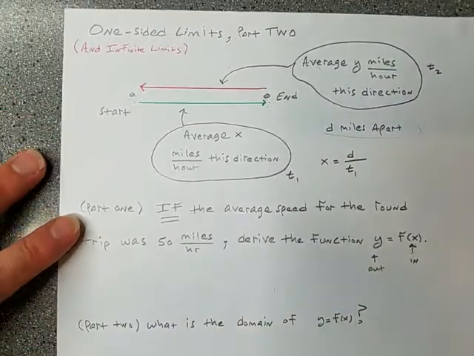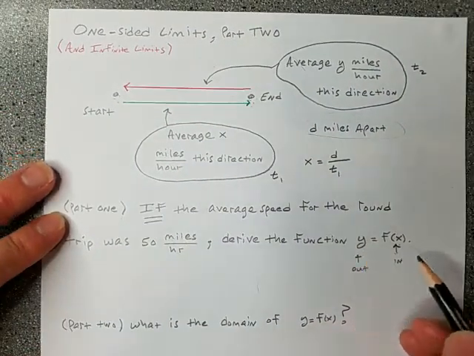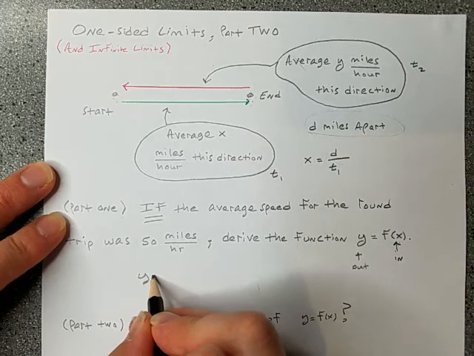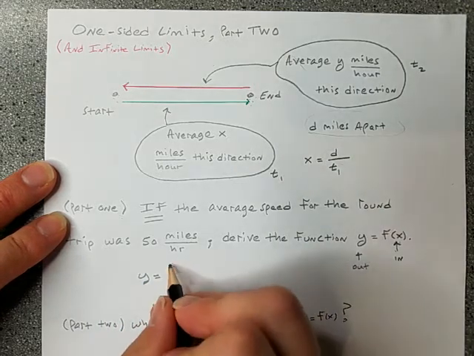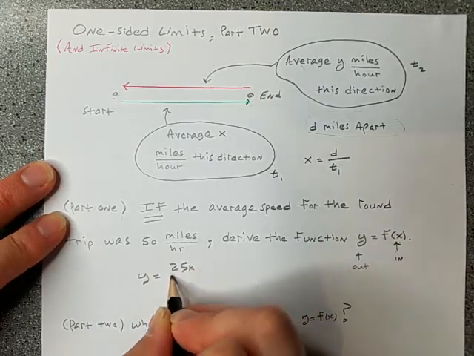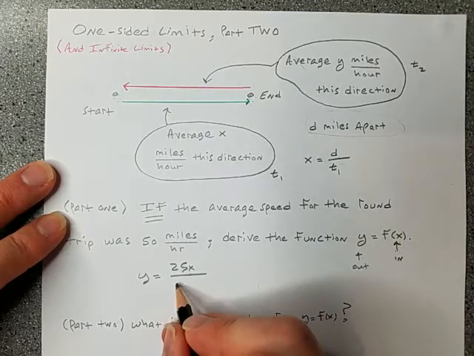Okay, so can you get some function? y is a function of x. Yes, so that's what we just figured out. y is equal to 25x over x minus 25.